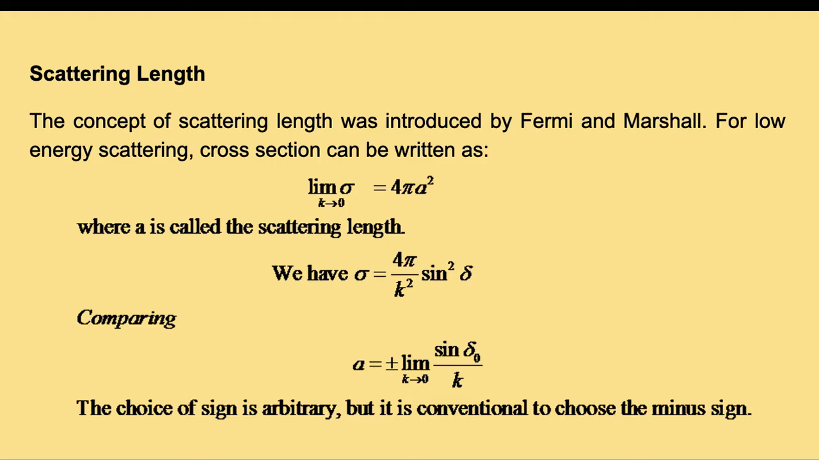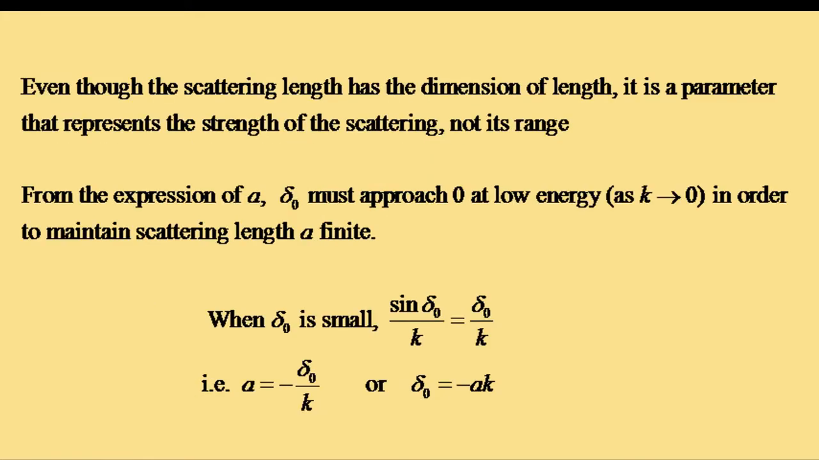That means you have plus or minus limit k tends to 0 sine delta 0 by k, and the choice of sign is arbitrary. We can choose either plus sign or minus sign, but it is conventional to choose the minus sign. That is a convention that we have used.